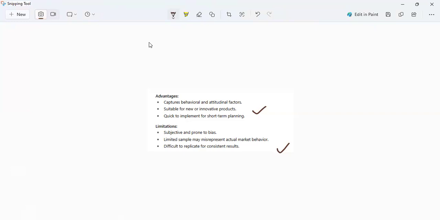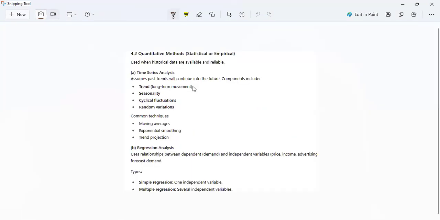So we have time series, which includes trend analysis, seasonality, cyclical fluctuations, and random variation. Here we use what we call exponential smoothing and moving averages. Then we also have regression analysis, which is used to measure relationships between the independent and dependent variables, dependent being demand and independent variables being price, income, and advertising. The types that we use are simple regression and multiple regression. So these are the quantitative methods that we use when doing our forecasting. Are we together?